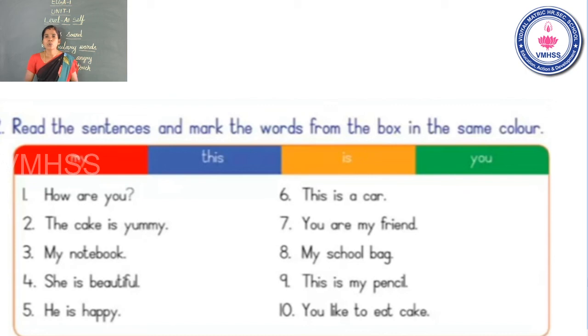Next, seventh one, you are my friend. Students, listen carefully. Which one hold words? First one, you. Next, my. Two whole words in this sentence are given. You, my. You word, green color, sir. My, red color, sir.